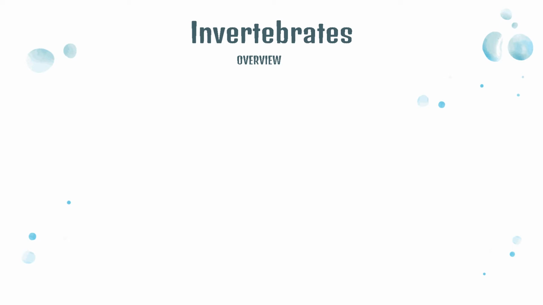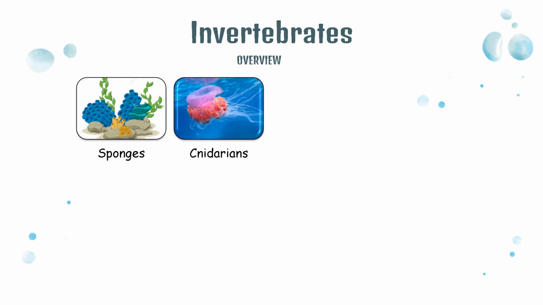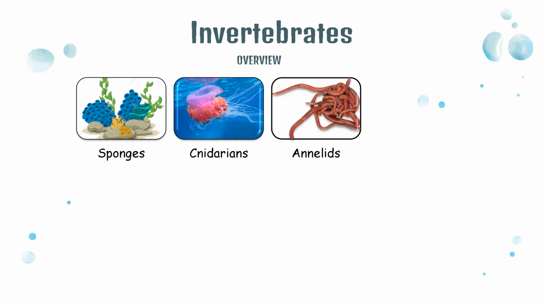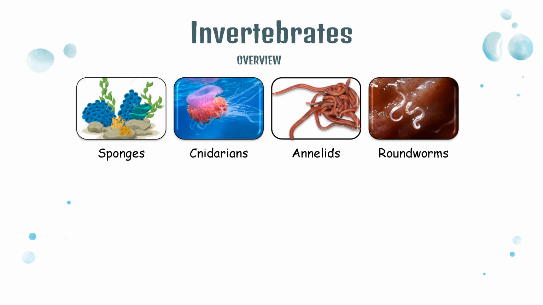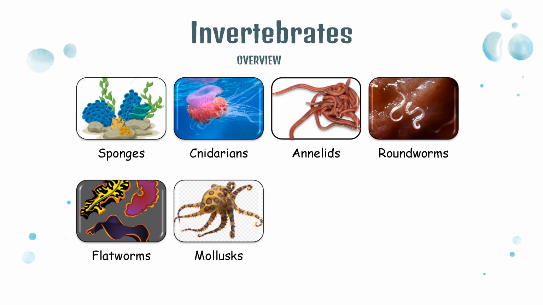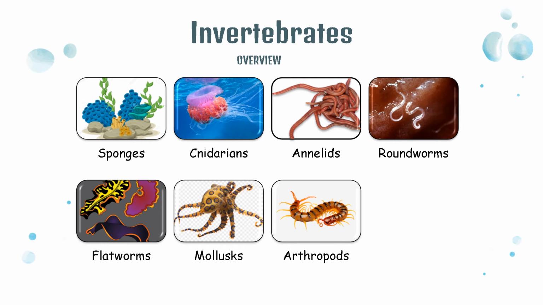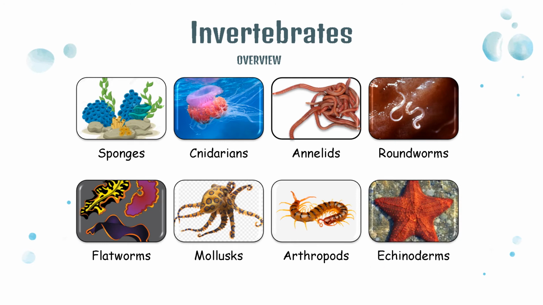Now, let's review the 8 groups of invertebrates that we have discussed. First are the sponges. Can you please repeat? Sponges. Second are cnidarians. Third, annelids. Fourth, roundworms. Fifth, flatworms. Sixth, mollusks. Seventh, arthropods. Last are echinoderms.